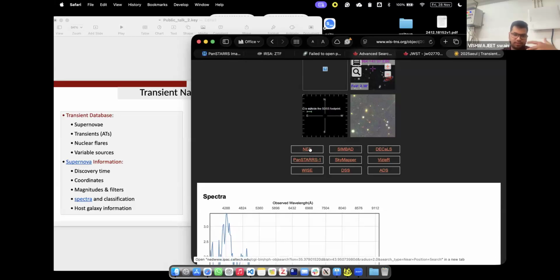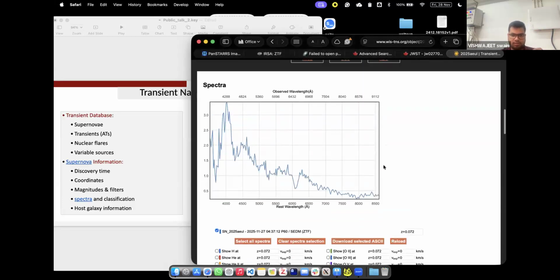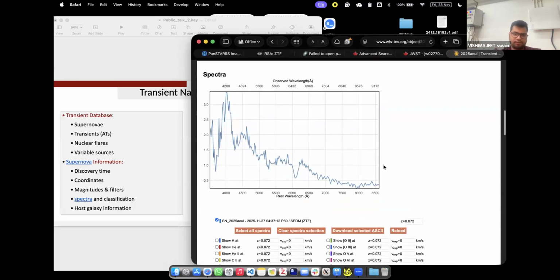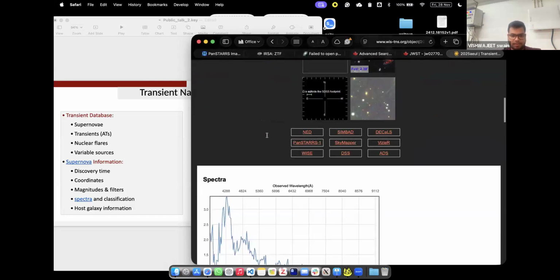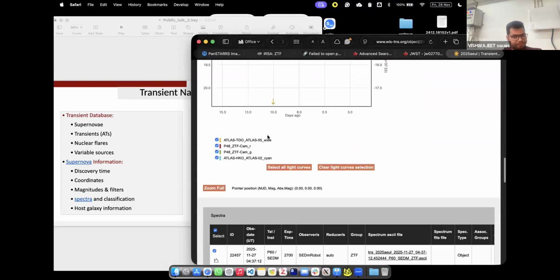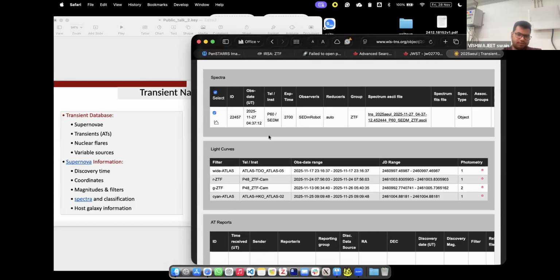If there is host information, then you can search in NED and in Pan-STARRS, and if you want to get infrared information, you can search in WISE. And here you can see that someone posted the spectra, and from the spectra, people usually find the type of this supernova, and then you can get the discovery time. But usually after that, people follow it up, model the supernova and then publish the paper.